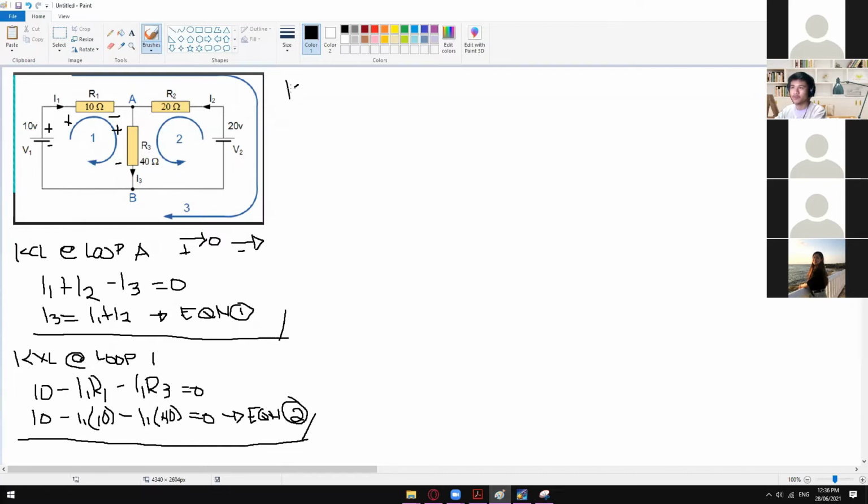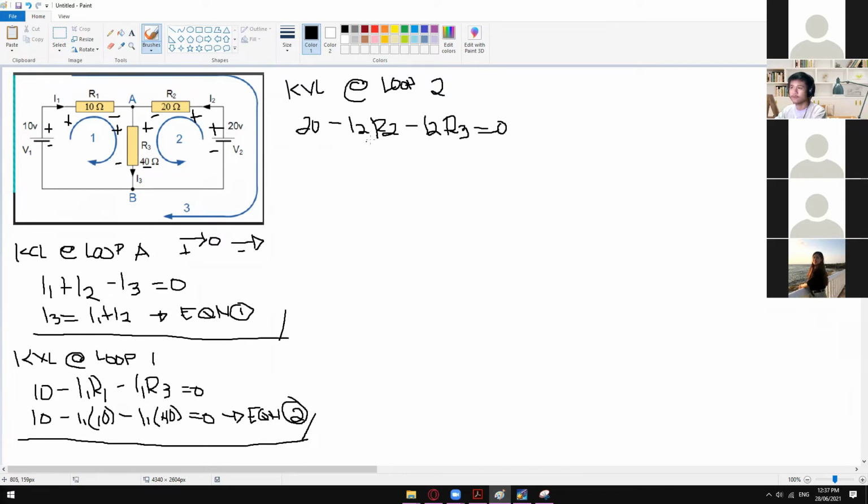So let's now move on to KVL at loop number two, this one now on the right side. So we have here, again, negative and then positive, positive, negative. In here we have positive 20 volts followed by the voltage drop on R2, so minus I2 times R2. And then minus, since we're dealing with the outer signage, minus I2 times R3, equal to zero.